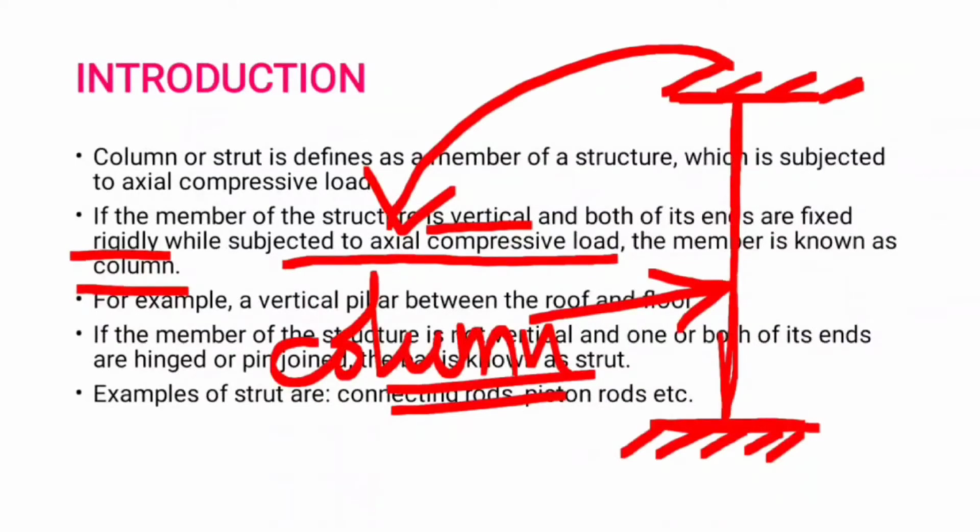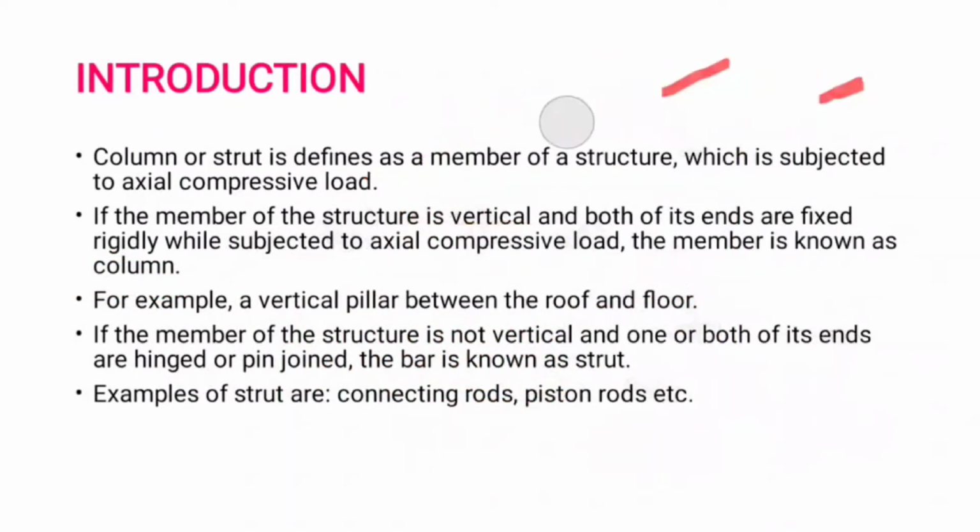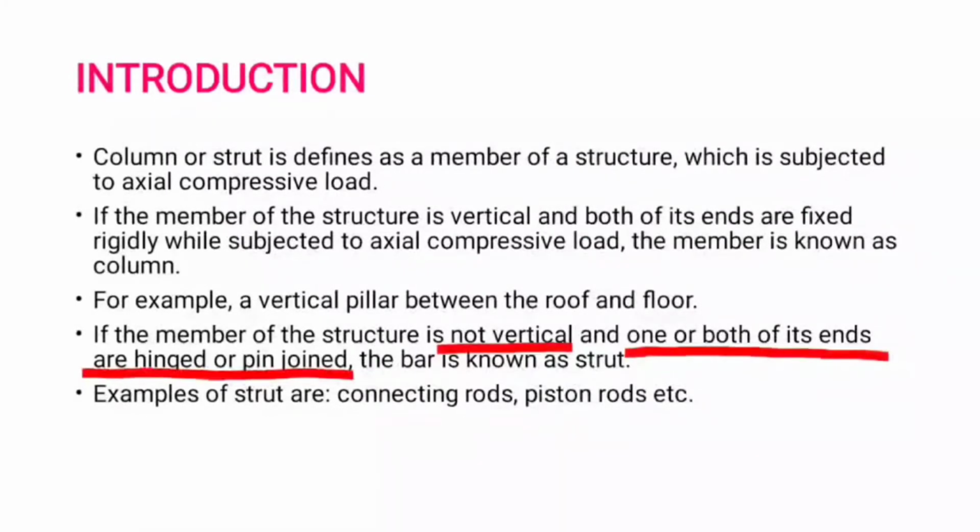Example: a vertical pillar between roof and floor. We can observe it in the superstructure of a building. If the member of the structure is not vertical, and one or both of its ends are hinged or pinned, the bar is known as strut.